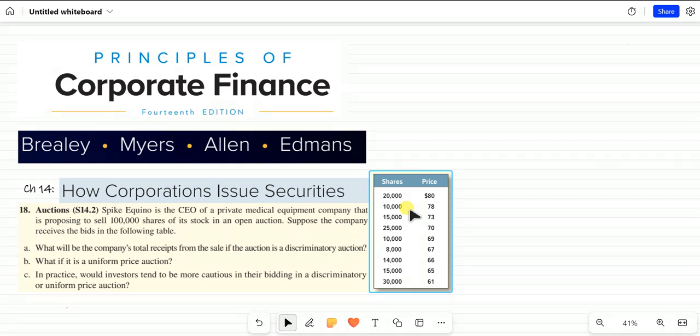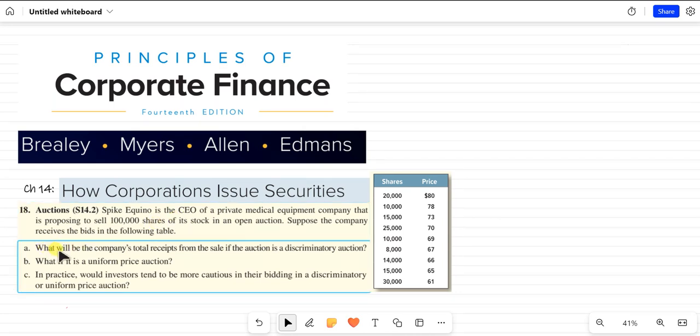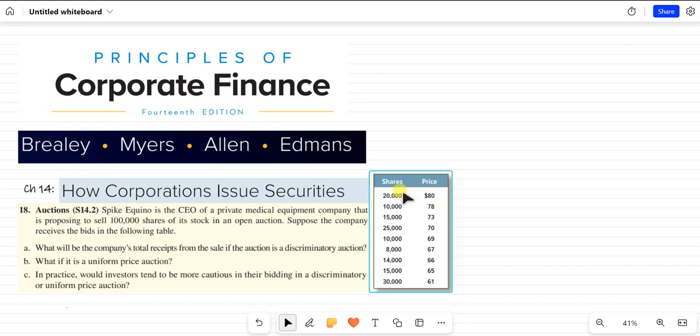It is clearly visible from this table that the issue was oversubscribed, because we have more bids than the number of shares offered. So what will be the company's total receipts from the sale if the auction is discriminatory? In discriminatory auctions we charge the price as quoted or as bid by the investors. So we'll sell 20,000 shares at 80, 10,000 at 78, 15,000 at 73, then 25,000 at 70.